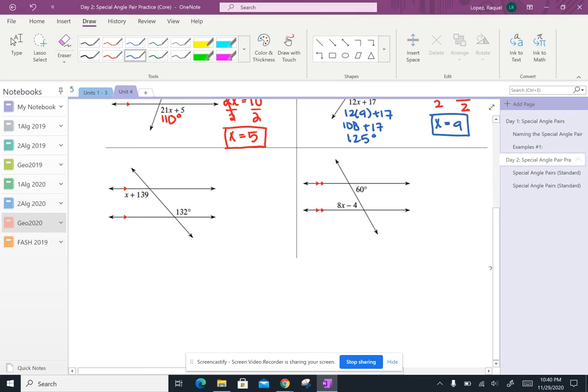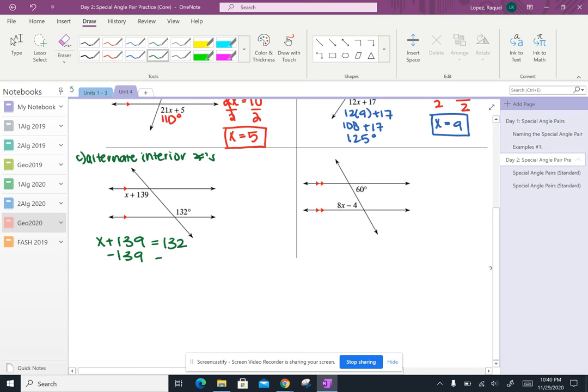Okay, let's do these two bottom diagrams. Let's call this diagram C. Okay, when I look at the angles that are given to us, I see that they are on either side of the transversal, so one on the left and one on the right, and they're on the interior region. So that means that these are alternate interior angles. And alternate interior angles are congruent to each other. So the expression I can set up is x plus 139 equals 132.